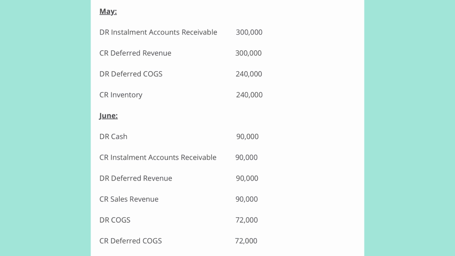CR inventory $240,000. June. DR cash $90,000. CR installment accounts receivable $90,000. DR deferred revenue $90,000. CR sales revenue $90,000. DR COGS 72,000. CR deferred COGS 72,000.